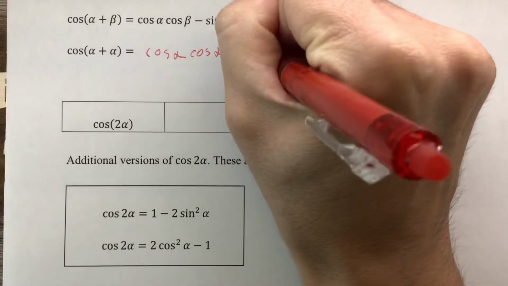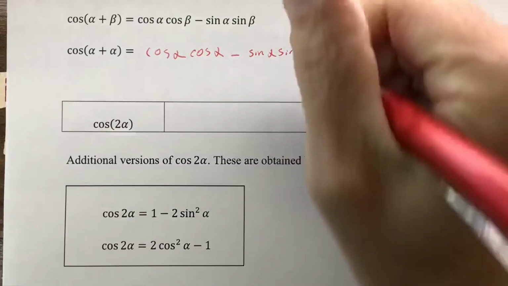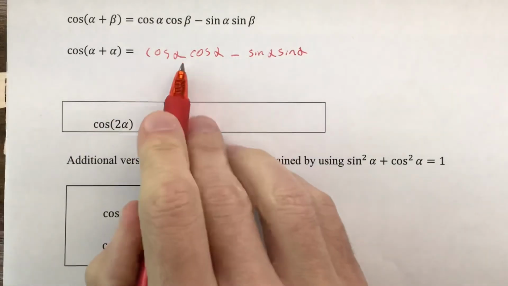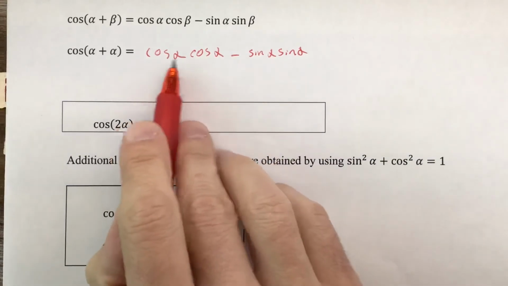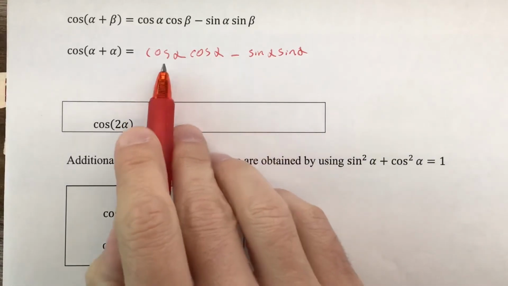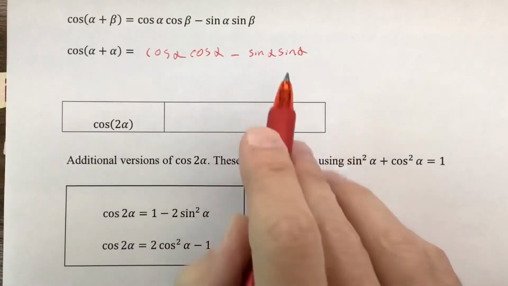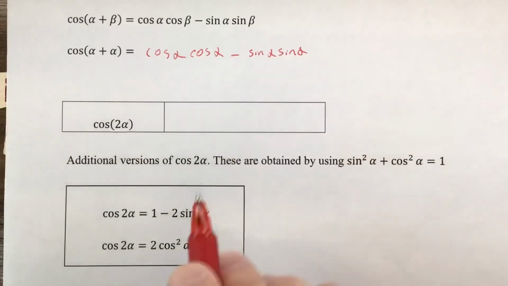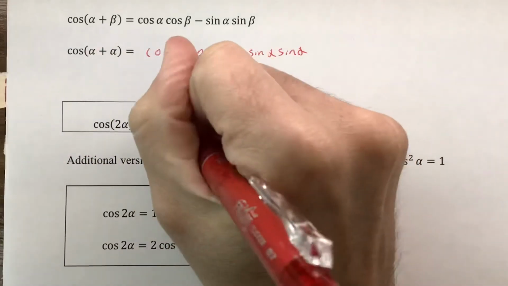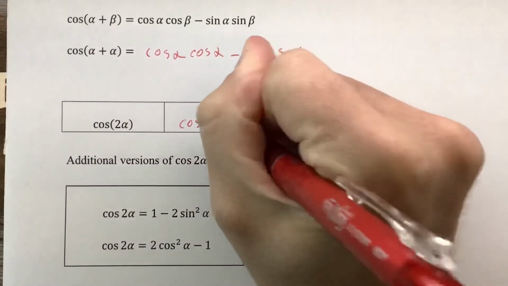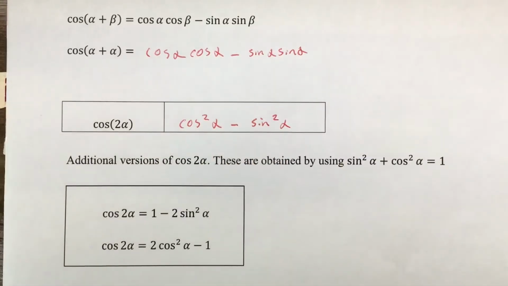minus sine alpha sine alpha. These are not going to be like terms, not like what we saw above, but these two are identical to each other, which means you could just write that as cosine squared alpha. And these are also identical to each other, which means that we can write them as sine squared alpha. So the cosine of 2 alpha would be equal to cosine squared alpha minus sine squared alpha.